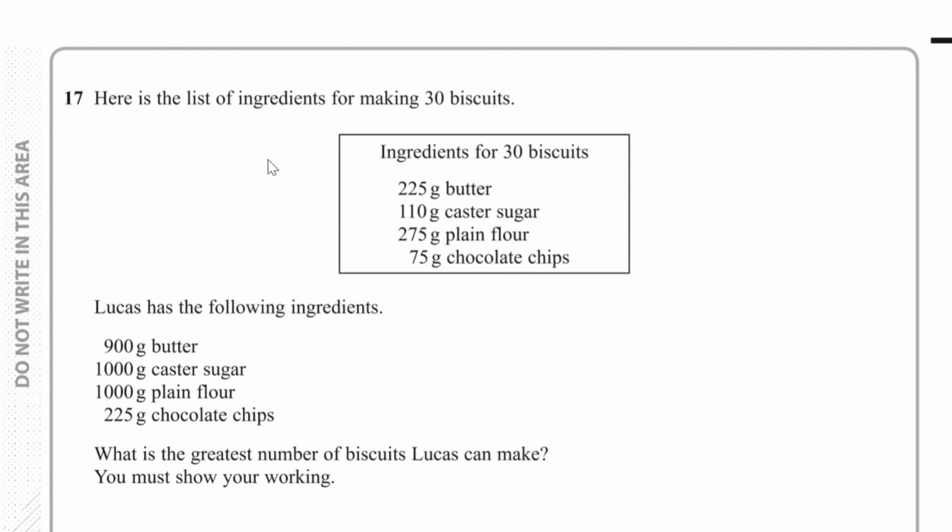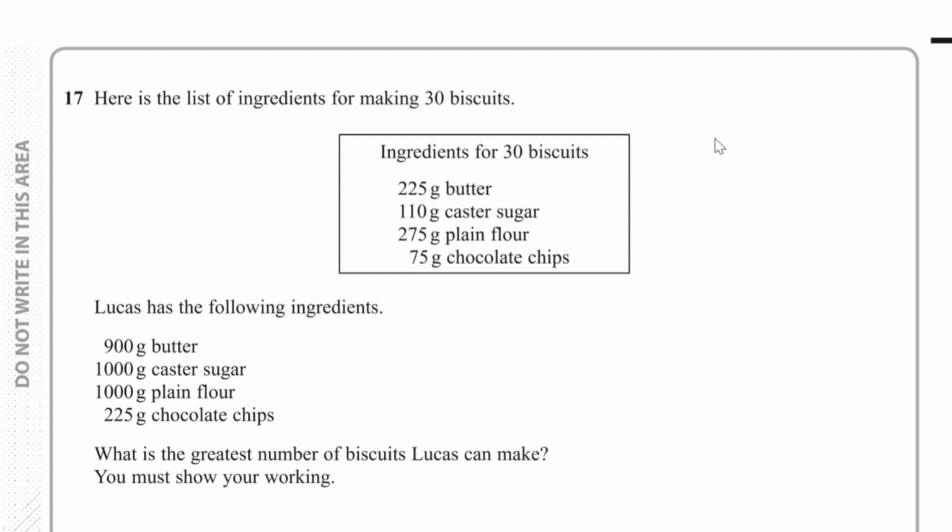Question number 17. Here is a list of ingredients for making 30 biscuits. 225 grams of butter, 110 grams caster sugar, 275 grams plain flour, 75 grams of chocolate chips. Lucas has the following ingredients: 900 grams of butter, 1000 grams of caster sugar, 1000 grams of plain flour, 225 grams of chocolate chips. What is the greatest number of biscuits Lucas can make? You must show your working.